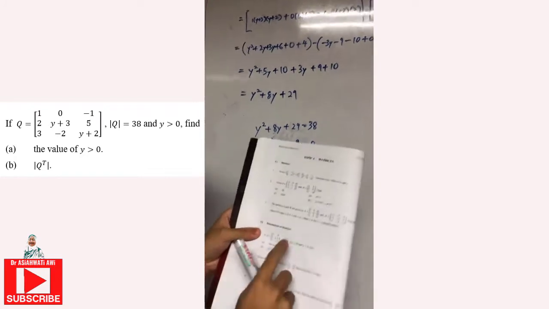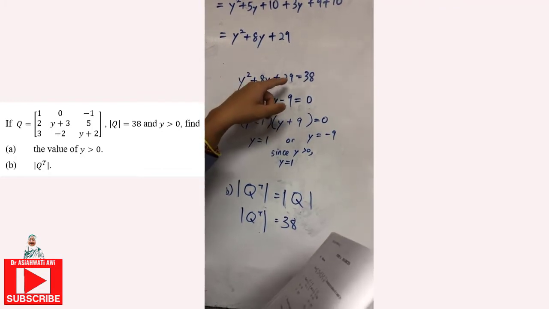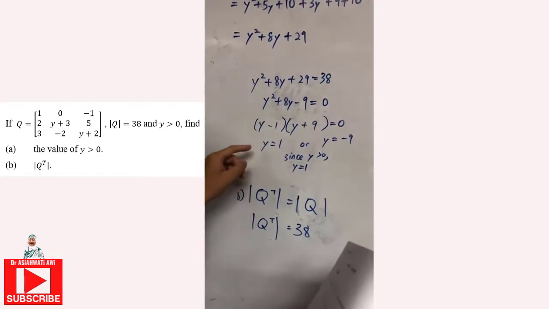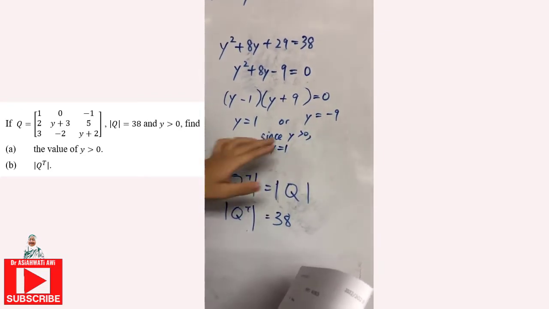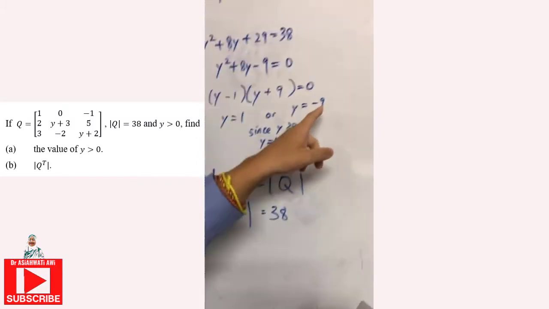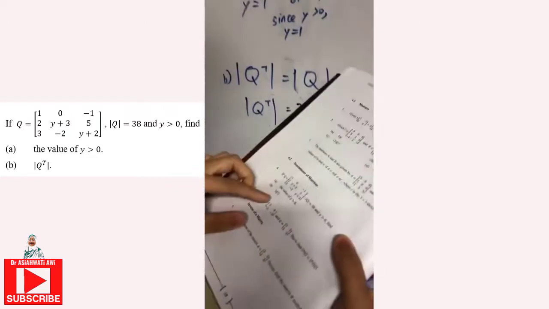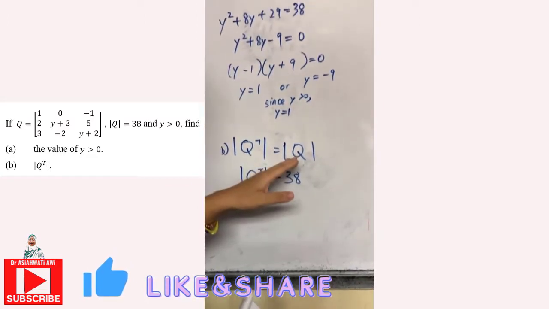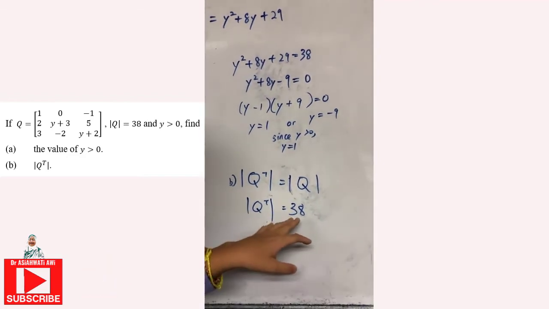And the question says the determinant is 38, so we let y squared plus 8y plus 39 equals to 38. And we factorize, we will get y equals to 1 or y equals to negative 9. So since y is greater than 0, we choose y equals to 1 and ignore this answer. And for B, the determinant of transpose Q, as we know, the determinant of Q is equal to the determinant of transpose Q, so the determinant of transpose Q also equals 38.